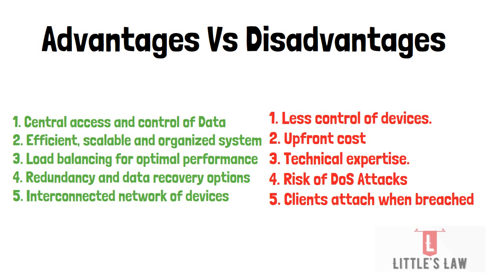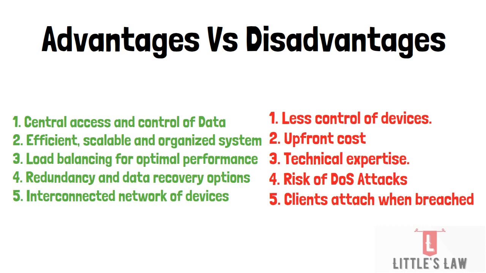But on the other hand, the disadvantage relies on the same area, where the servers are always at risk of DoS attacks. So, when talking about the last advantage, which is this client server model or interconnected network of devices, on the other hand, the clients are attack vectors when breached. So it all depends on the advantage and disadvantage.